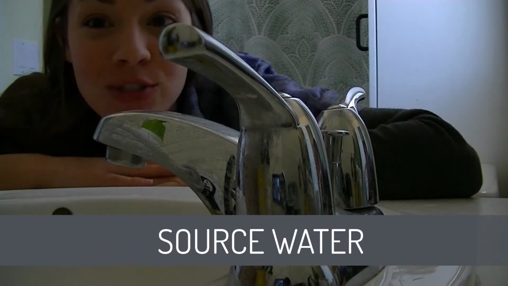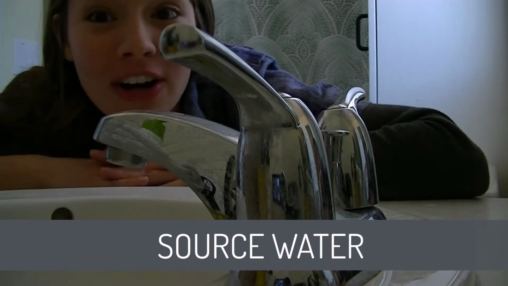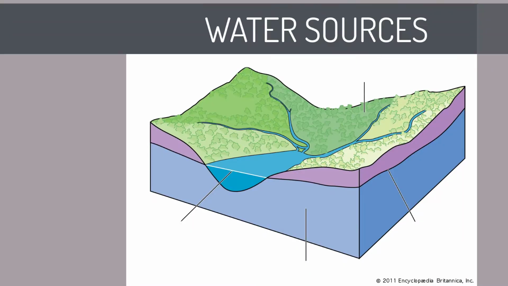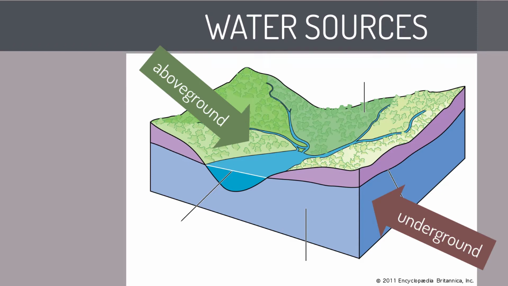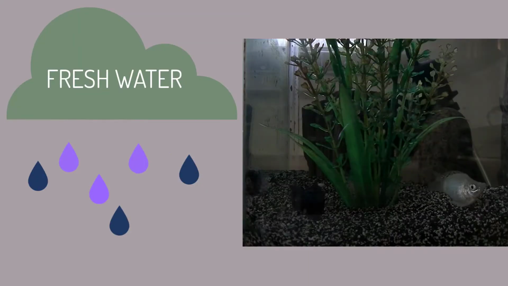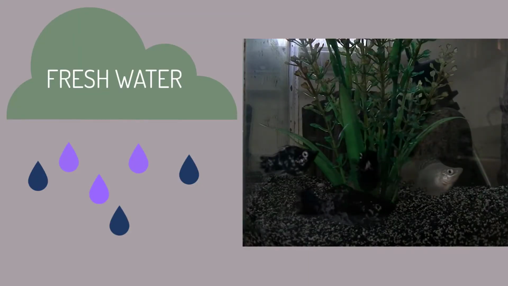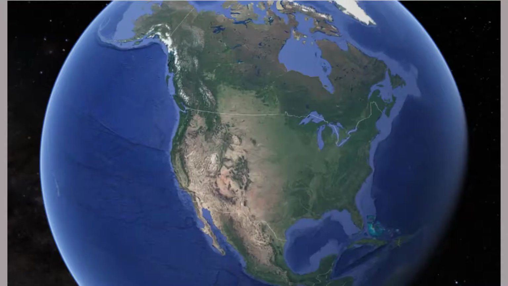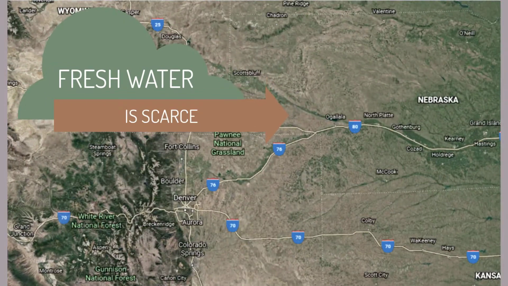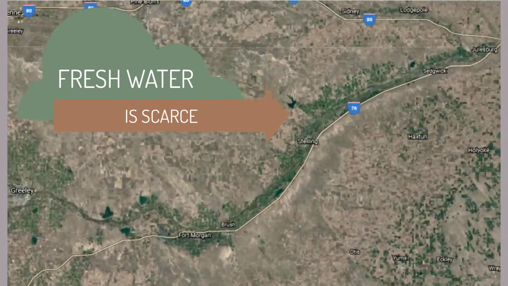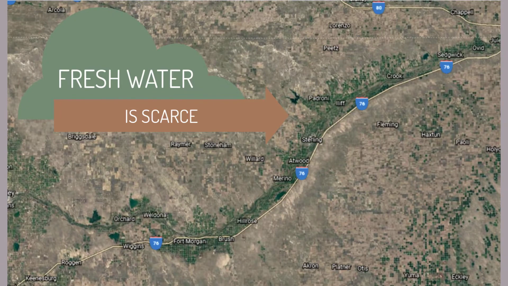Source water is where drinking water starts in nature. Water sources can be above ground or underground, but they're all fresh water. Fresh water is simply water without salt. It's dry out here in the West. Fresh water is scarce, so we want to protect what water we do have from pollution.